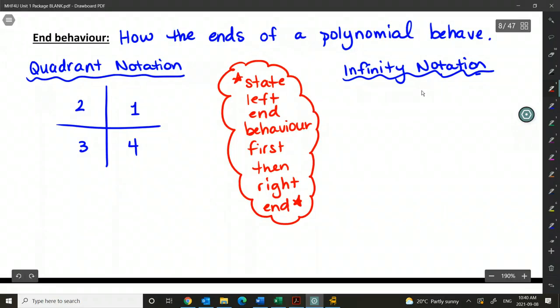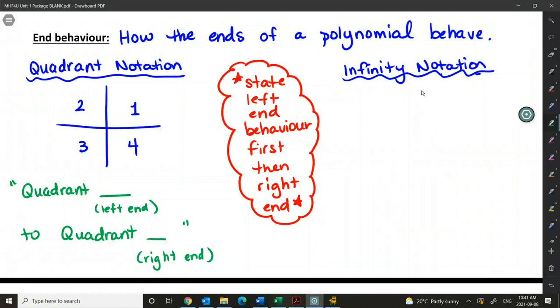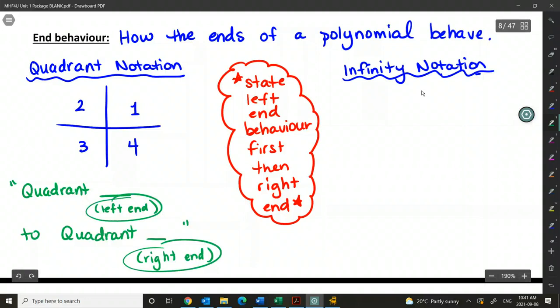So in quadrant notation, when I am asked to state the end behavior, I will say quadrant blank, and I fill that in for the left end, to quadrant blank. It will change based on what the graph is doing. And then I will state in this part what the right end is doing. You don't need to write these out, I'm just putting them for the sake of the formatting of this lesson right now.